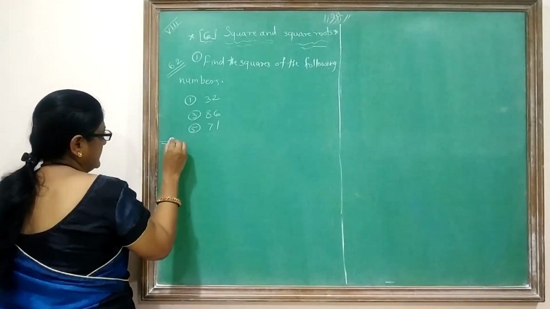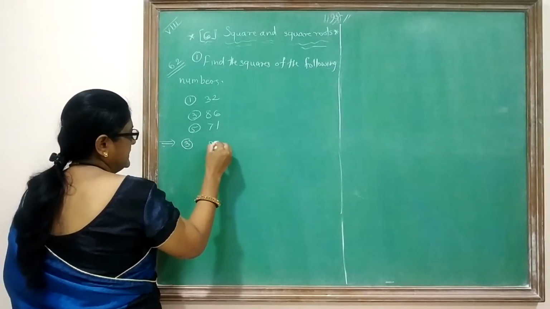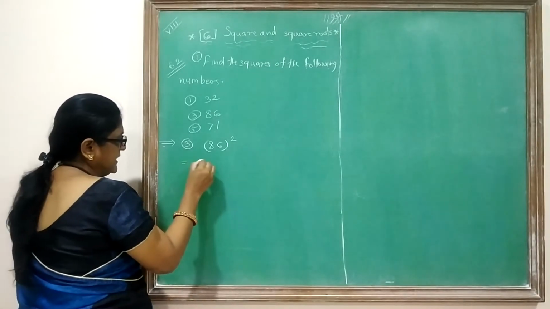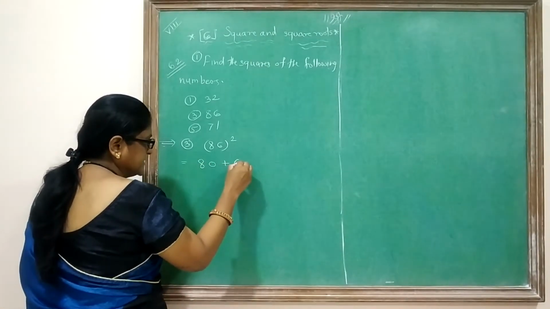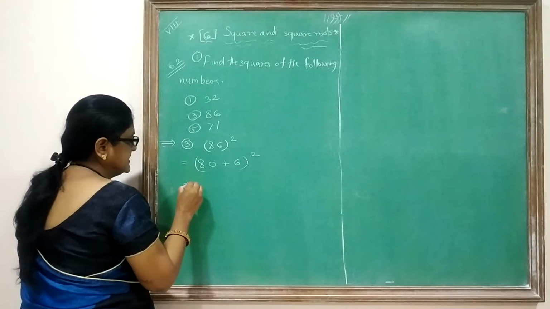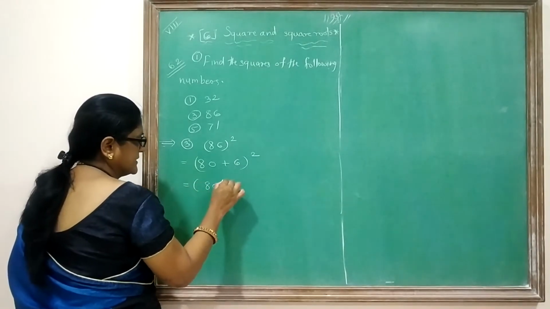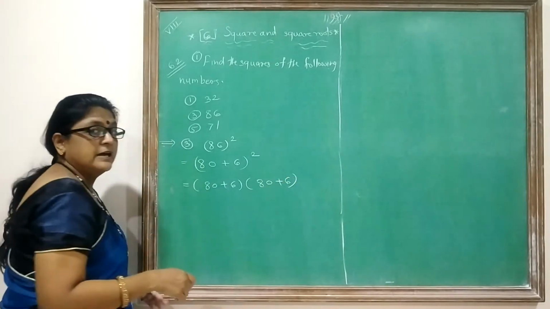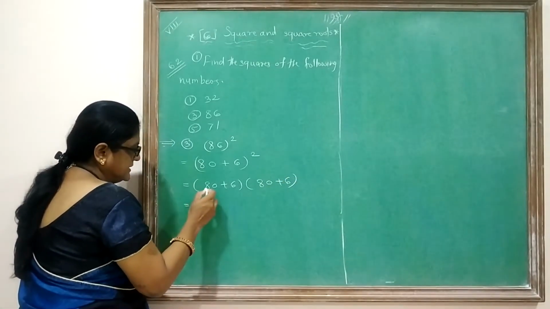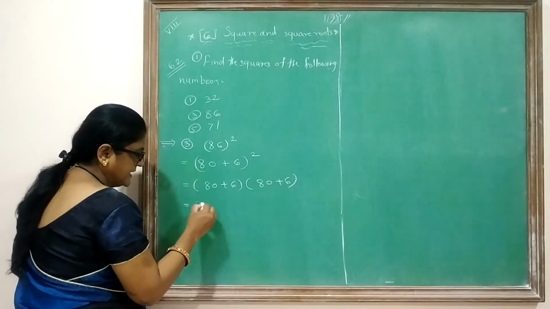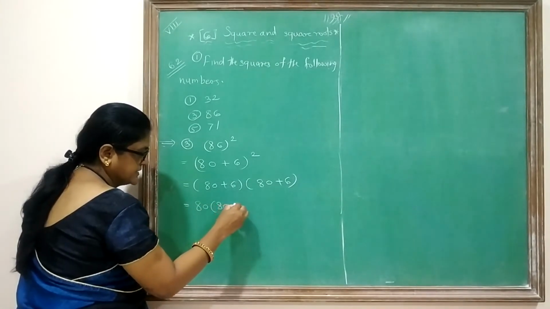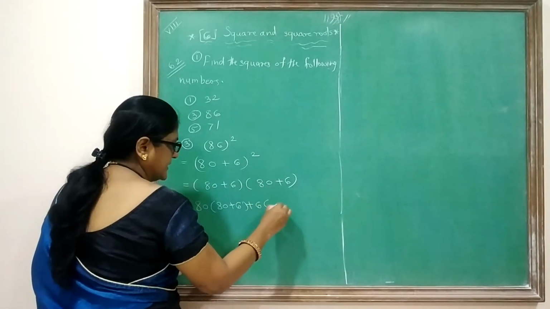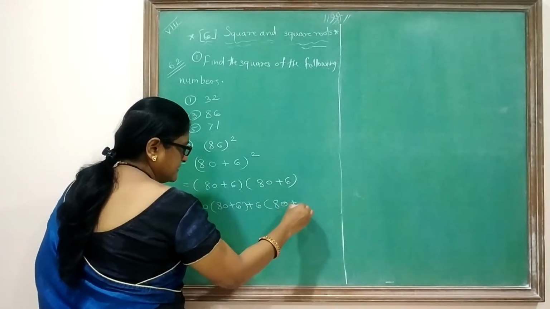Then your third example is (86)². Again you will write here (80 plus 6)². Then, the same way, you will write these two brackets, that is (80 plus 6)(80 plus 6). Then again you will multiply: 80 is multiplied by this whole second bracket, plus 6 is multiplied by this whole bracket, that is 80 plus 6.